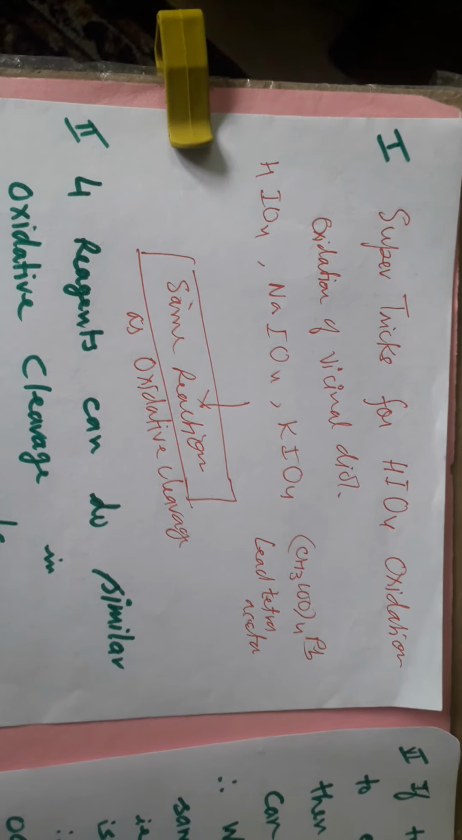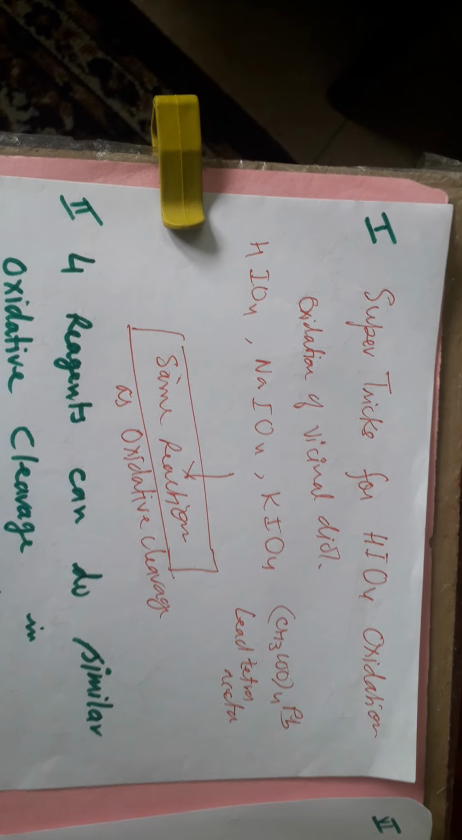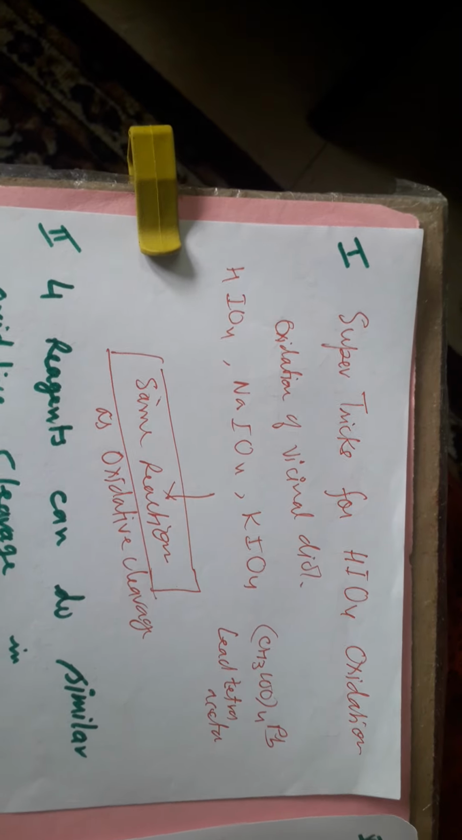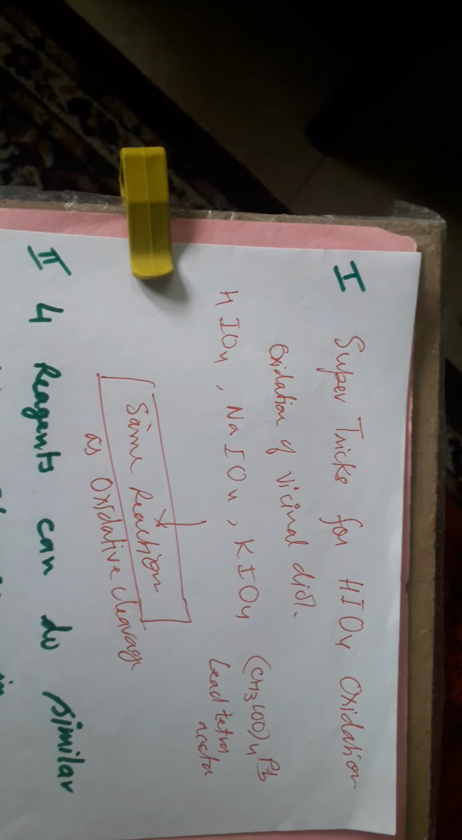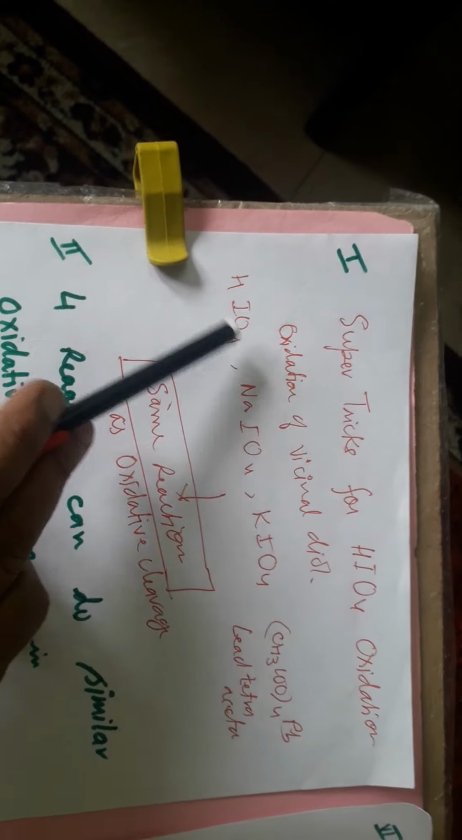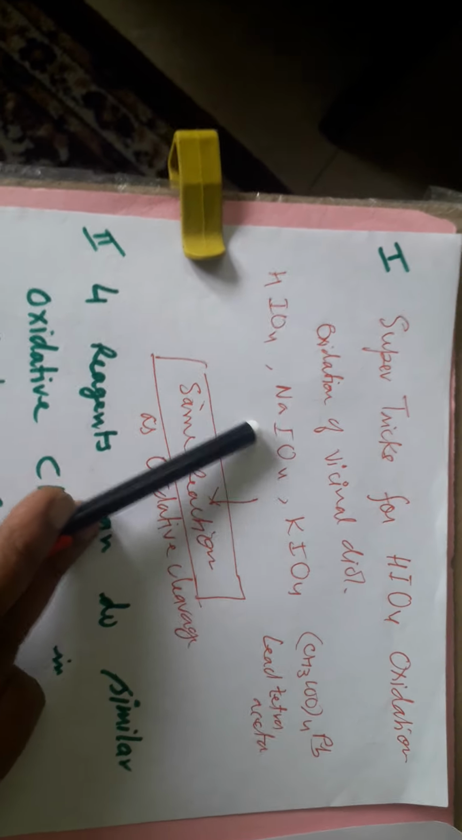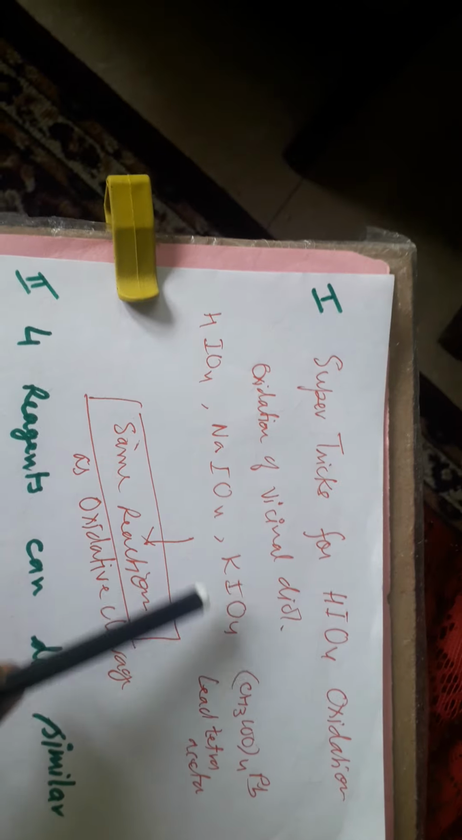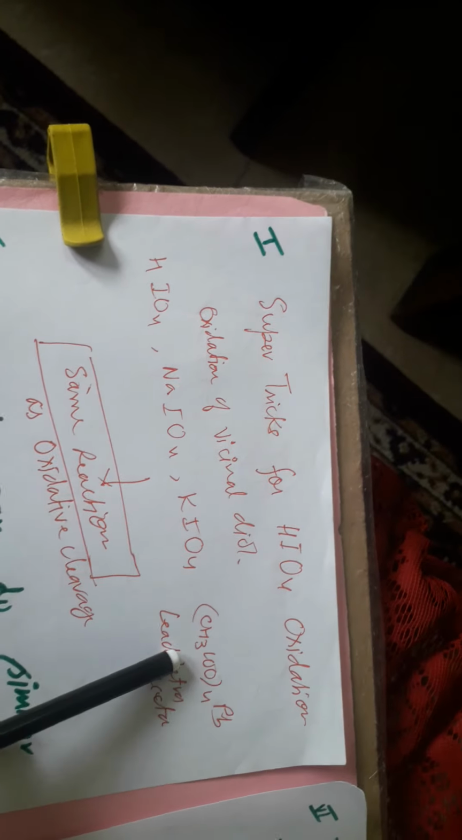Here we will discuss the super tricks of HIO4, that is oxidative cleavage with the help of HIO4, periodic acid. See here, this is sodium periodate, NaIO4, KIO4 and lead tetraacetate.